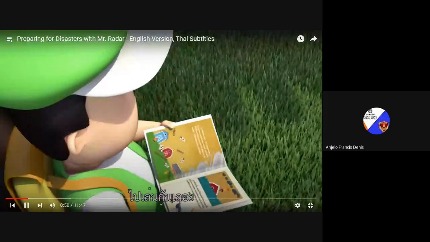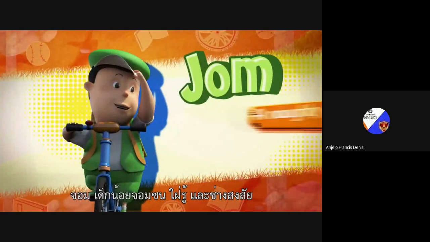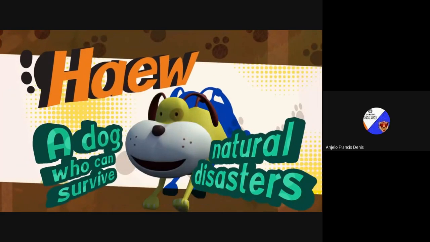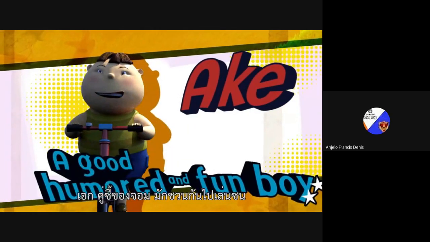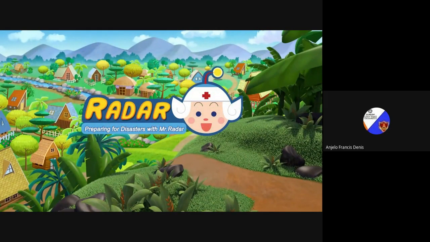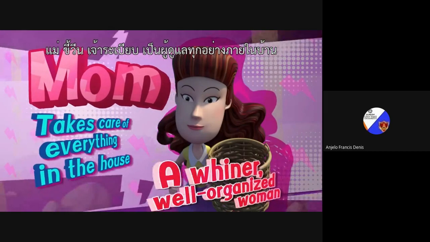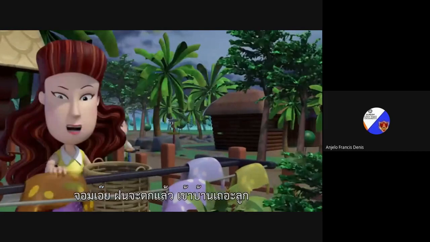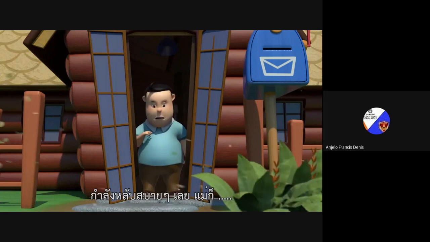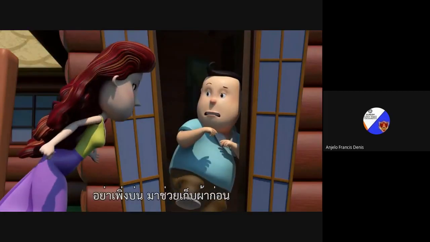Tom, let's go play! Tom is a naughty boy who is always curious and doubtful. Hal is a dog who can survive natural disaster. A is a good-humored, fun boy. Preparing for disaster with Mr. Radar. Mom is a whiner who takes care of everything in the house. Dom, going to rain soon. Come to the house. Okay, Mom. Honey, come quick to help me bring this pot inside. I was sleeping, honey. Dad is the guy who loves his family and his dog. Don't complain now. Help me bring this inside.